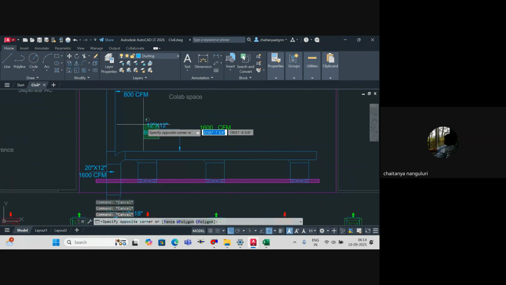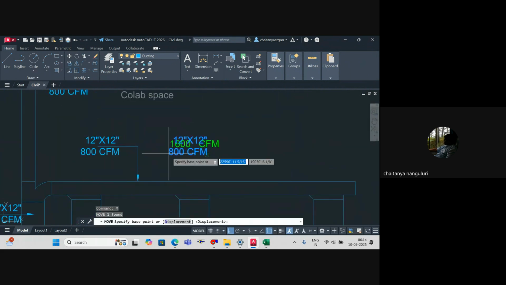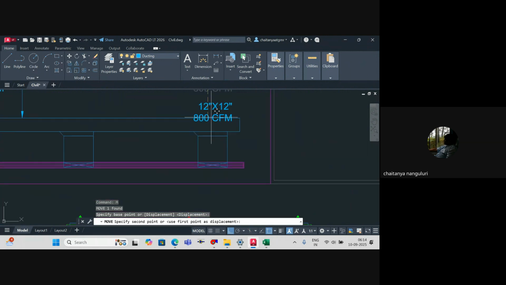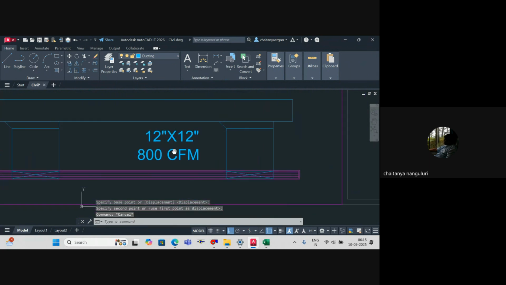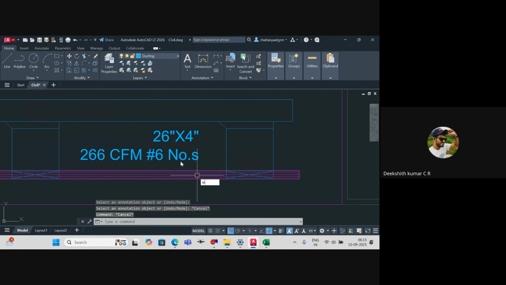So count for collar. So what is this collar? What is the size of the collar? How many inches? 26 inches by 4 inches. 26 by 4 inches. That's 266.66 each. How many numbers are there? Six numbers. Ratio 1:4 ratio it will not count here.